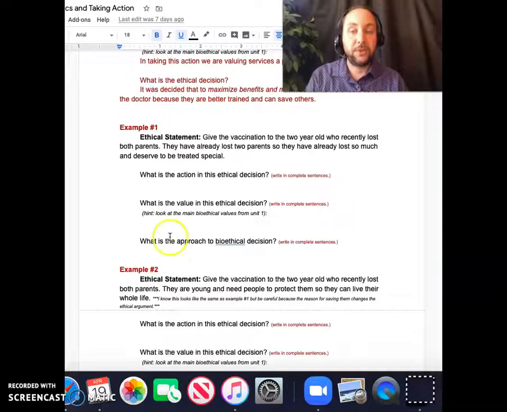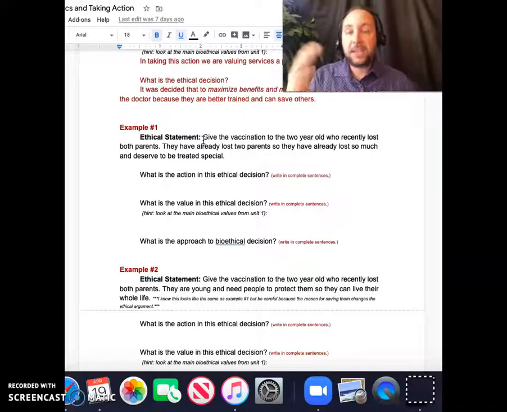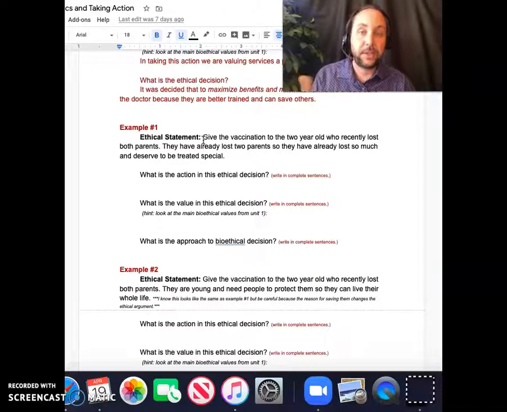So let's review these. In example 1 and 2, I gave the same answer: give a vaccination to the 2-year-old who lost their parents, but with different arguments for why. These came from students, so I didn't make these up. One student said to give the vaccine to the 2-year-old because they'd already lost their parents and they'd lost so much, so they deserve to be treated special. The action is give the vaccine to the 2-year-old. Everybody did well on that.